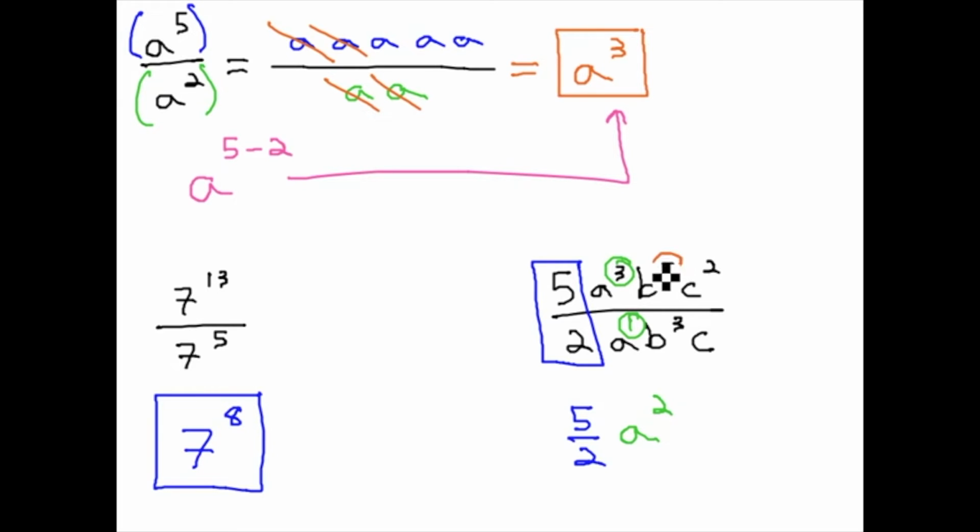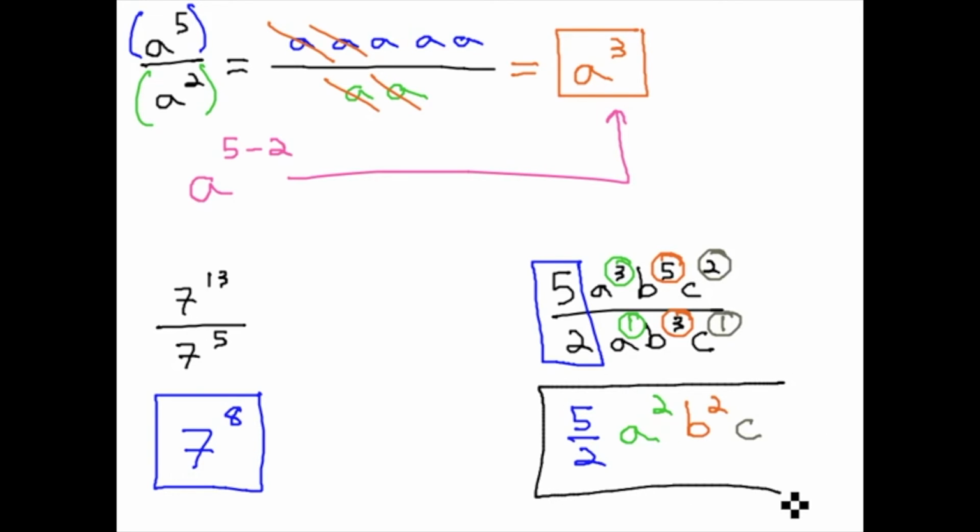Similarly, on the b's, b to the 5th, divide out b cubed, and we're left with b squared, because 5 minus 3 is 2. Again, c squared, and we divide out 1 c. If there's no exponent written, we assume there's a 1. We're left with c to the first. And this becomes our final solution, 5/2 a squared b squared c.